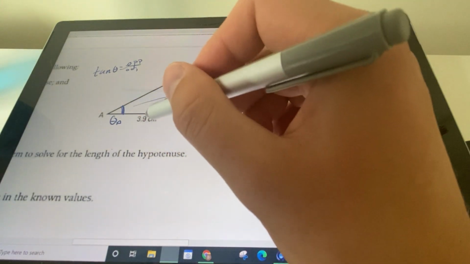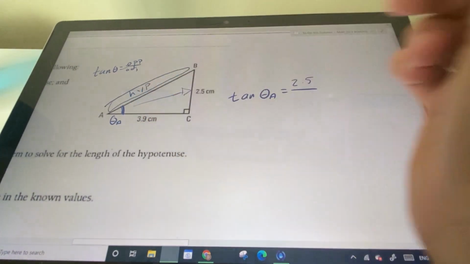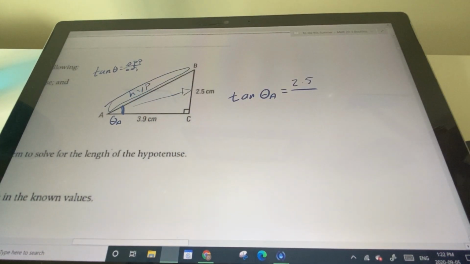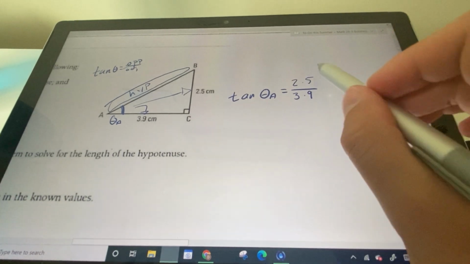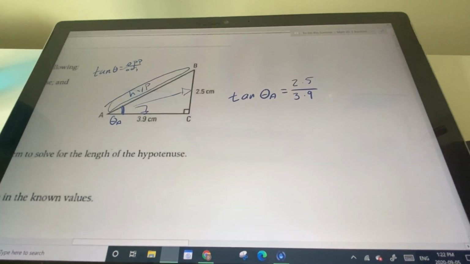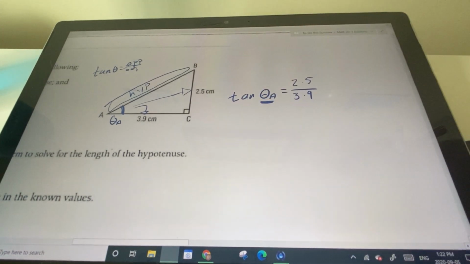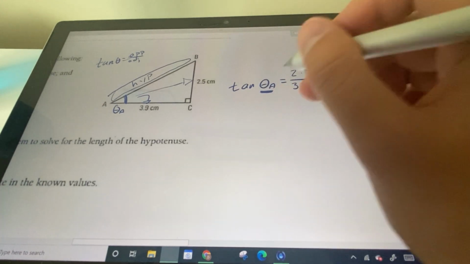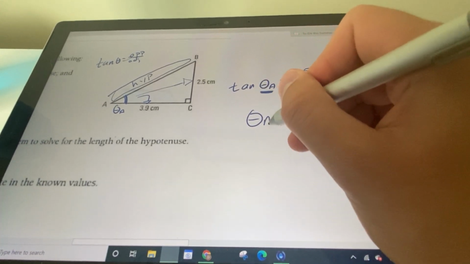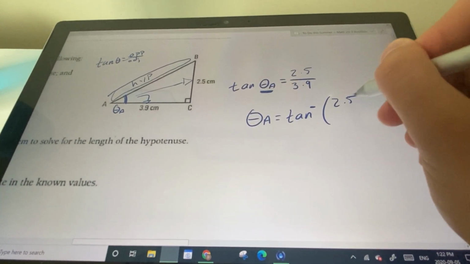And what is beside angle A? This we do not care about. This is the hypotenuse. It can't be the adjacent, it is the hypotenuse. So that makes this side beside angle A. So this is 3.9. Now this is the ratio of tan angle A. Okay, this is the confusing part. We need to solve for angle A. If you're actually trying to figure out what the angle is, you need to use inverse tan. So here, angle A is going to be tan inverse 2.5 over 3.9.